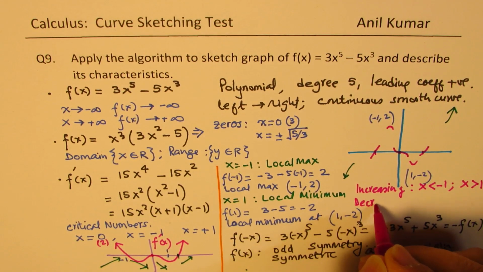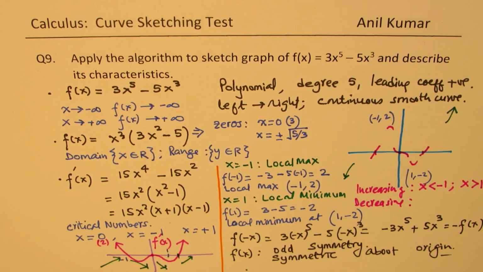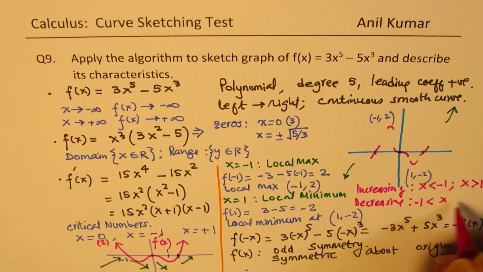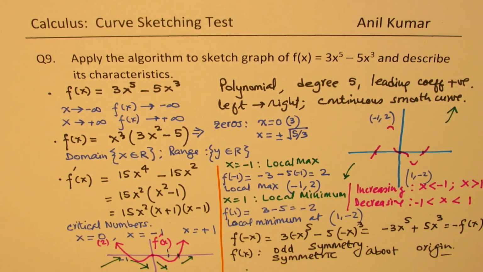About the decreasing interval, the function is decreasing in between, right? So from minus 1 to plus 1, right? Being 0 at this point of inflection, correct? So at times we write this as 0, but it is decreasing all the way. So we can say when x is greater than minus 1 and less than 1, it is decreasing. So these are increasing and decreasing intervals which are also very important, correct?